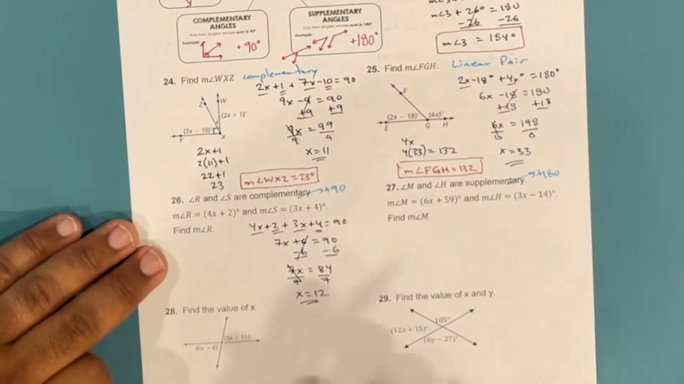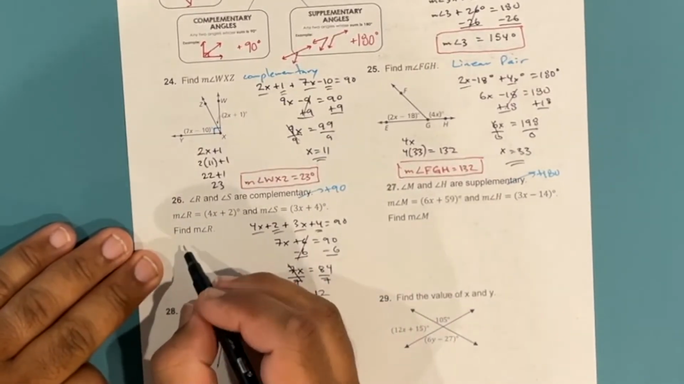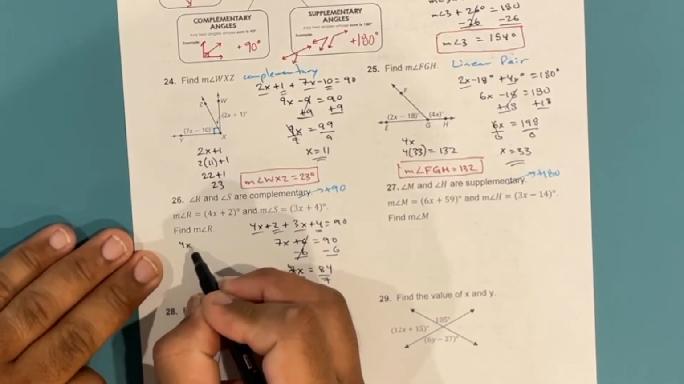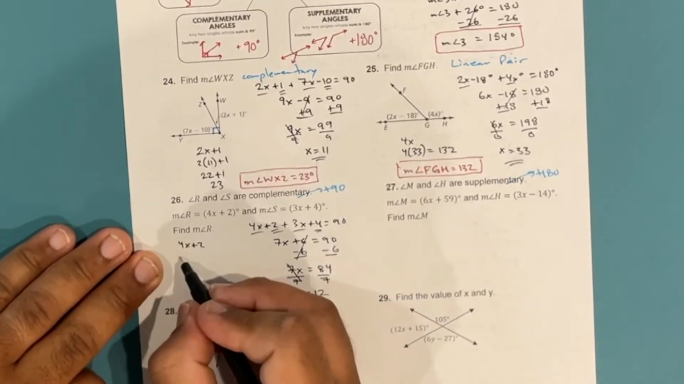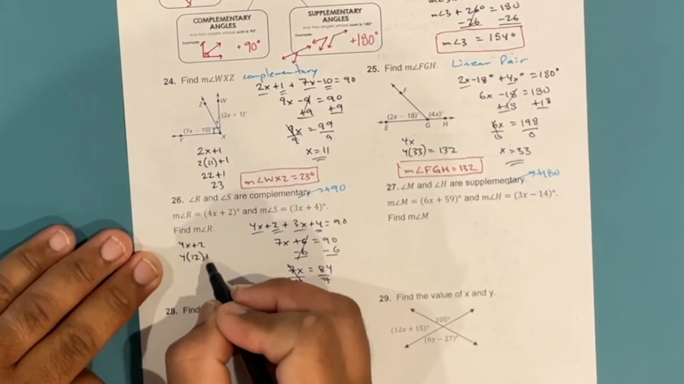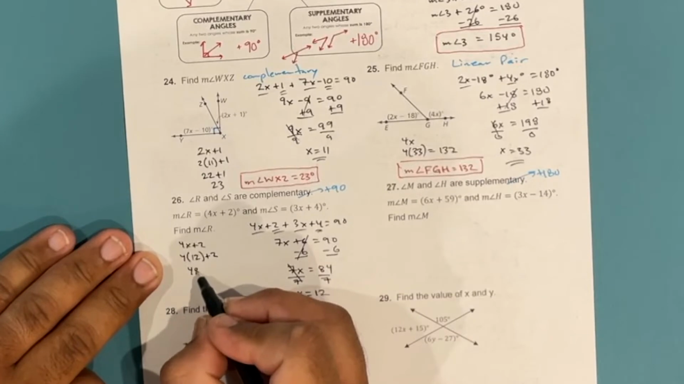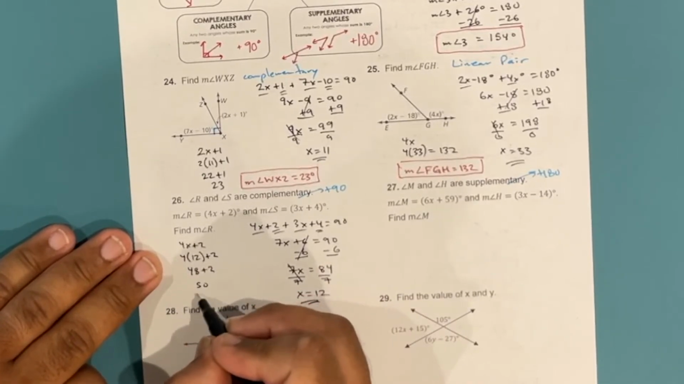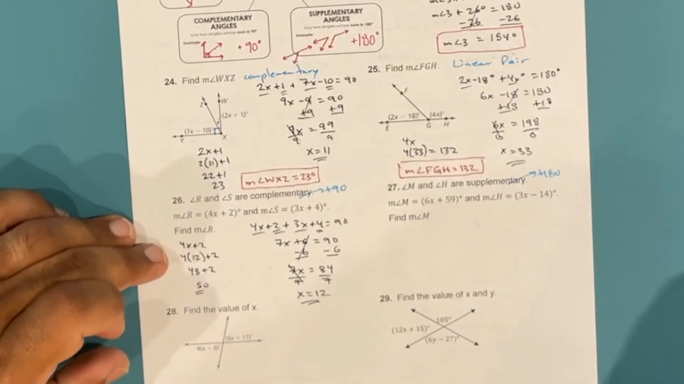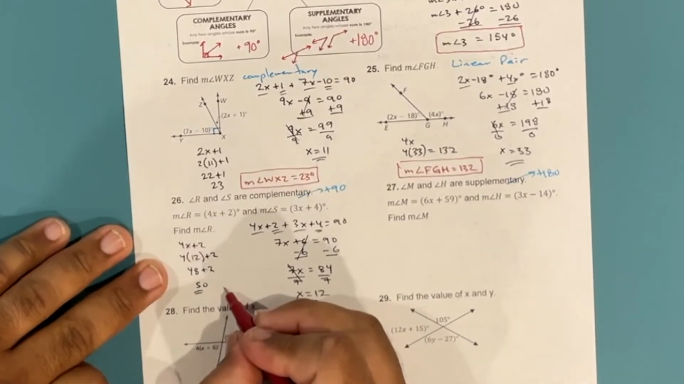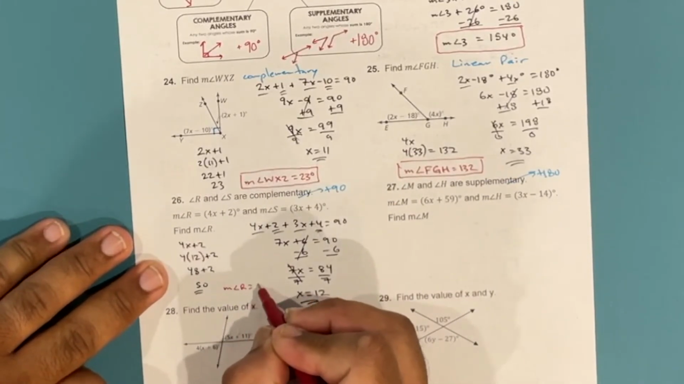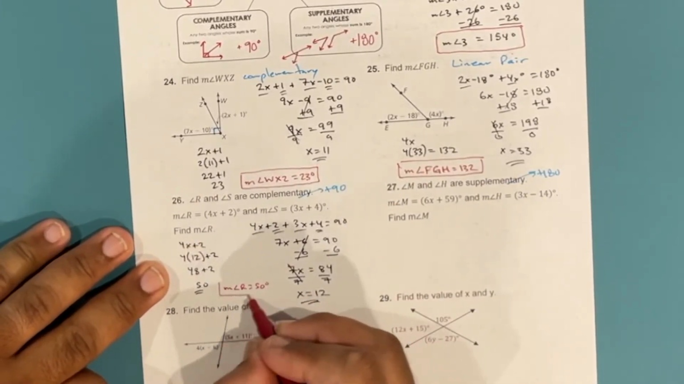I'm not done because he wants the measure of angle R. Measure of angle R is 4x plus 2. I'm plugging in 12. 4 times 12 plus 2, that's 48 plus 2, gives me 50. So measure of angle R equals 50 degrees. Let's go.